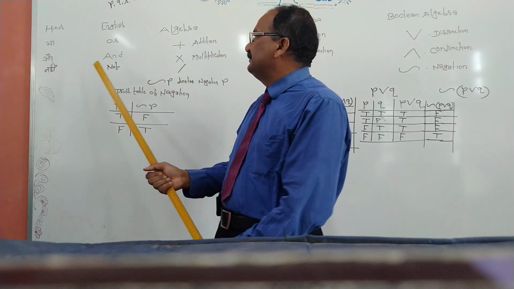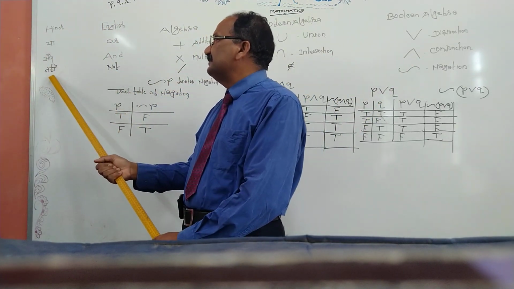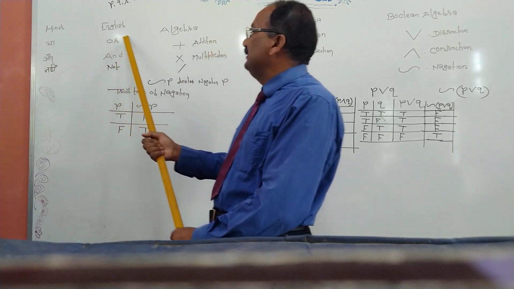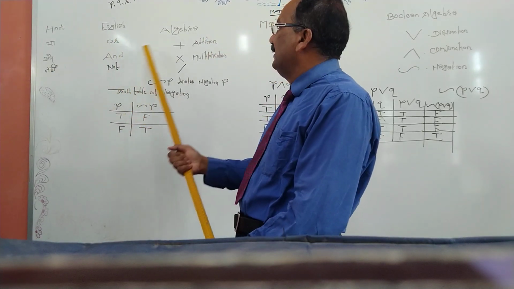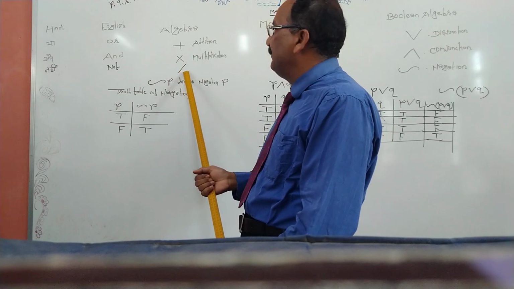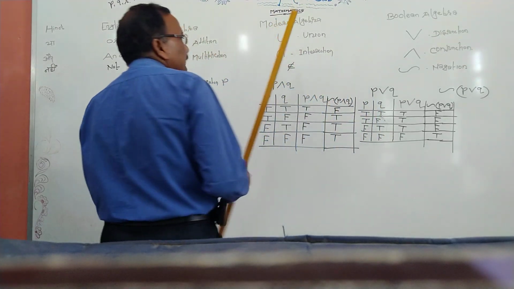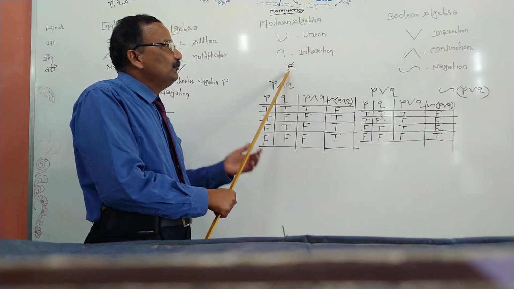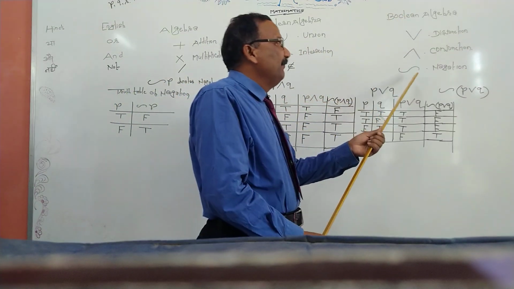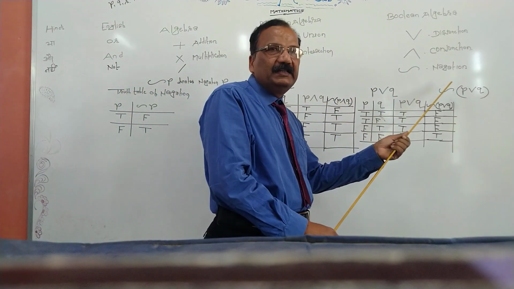In the same manner, in Hindi we say 'nahi', in English it is 'not'. In algebra, we use the not symbol. In modern algebra, it is 'does not belong to'. And in Boolean algebra, we call it negation.